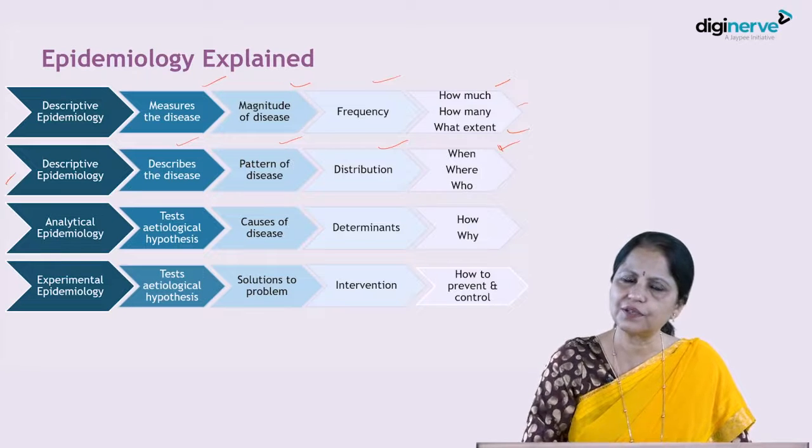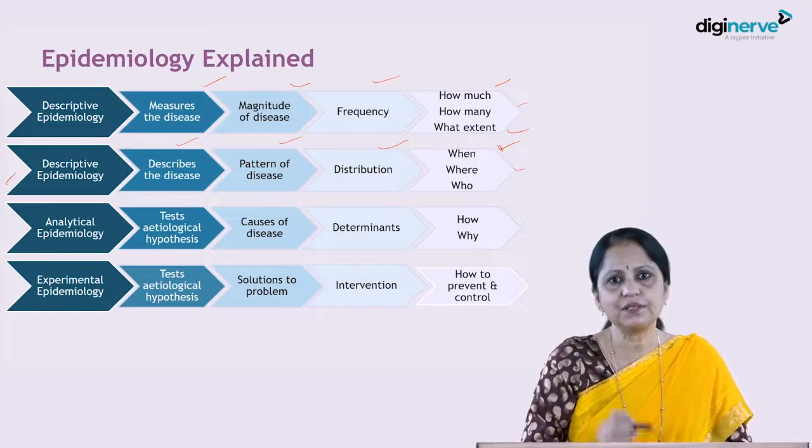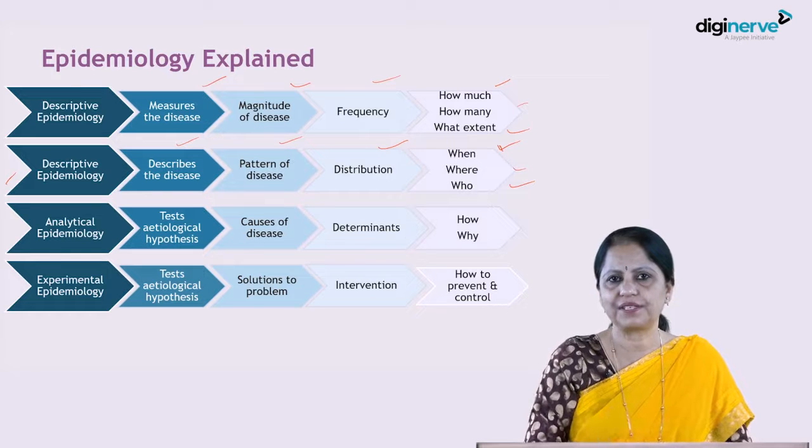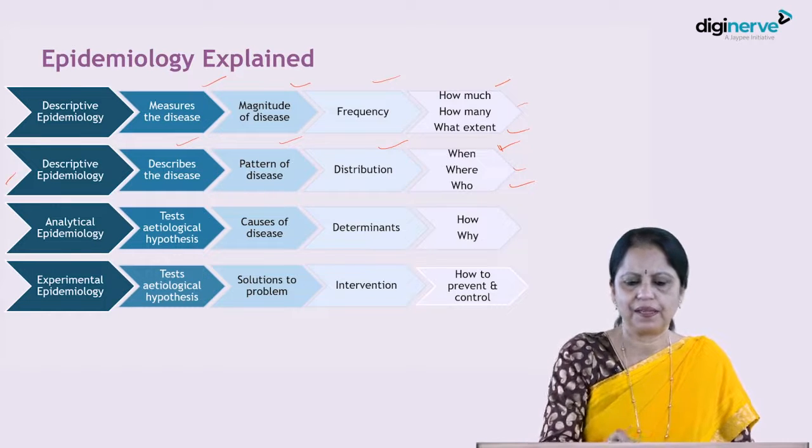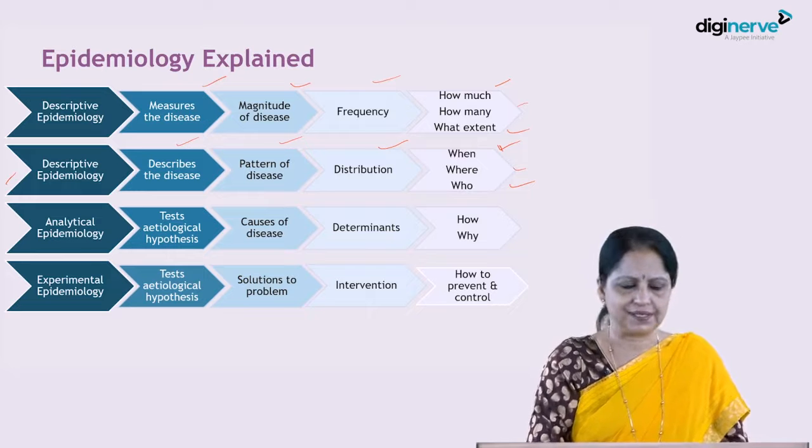So when does it occur more? Where does it occur more? Who are more affected? All this is found out from descriptive epidemiology, the distribution of the disease.